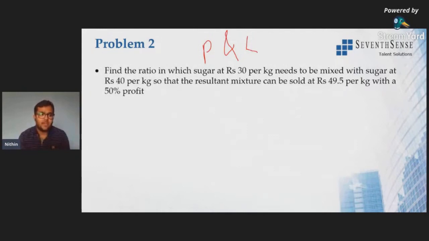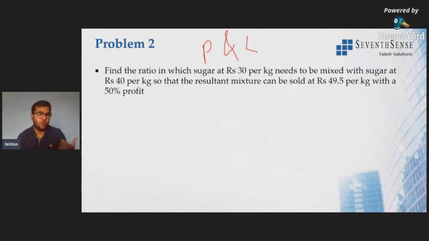Look at the question. They are asking, find the ratio in which sugar at 30 per kg needs to be mixed with sugar at rupees 40 per kg, so the resultant mixture can be sold at 49.5 per kg with 50% profit. All right. How can you solve this? Can anyone suggest me an idea?